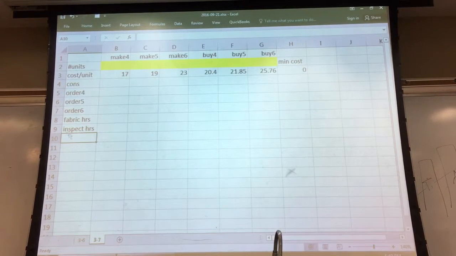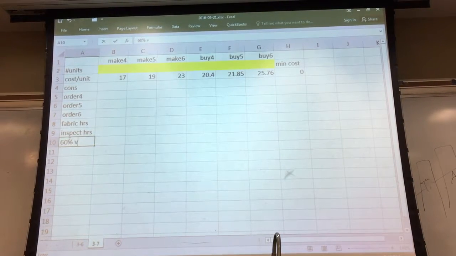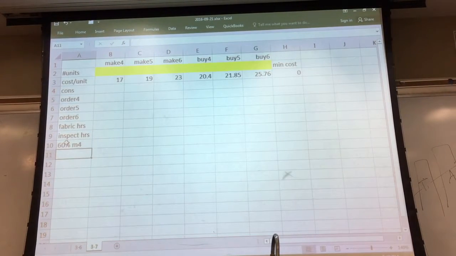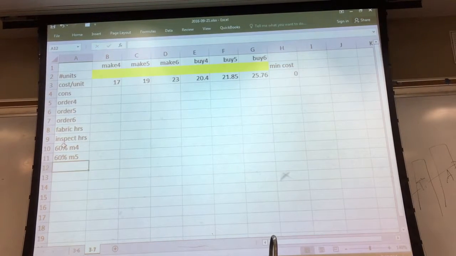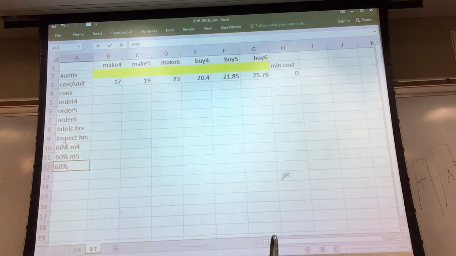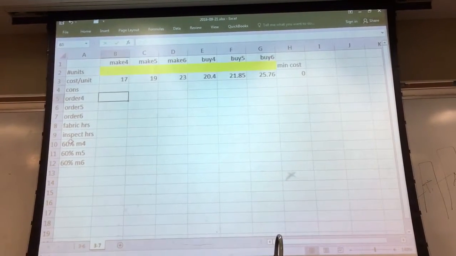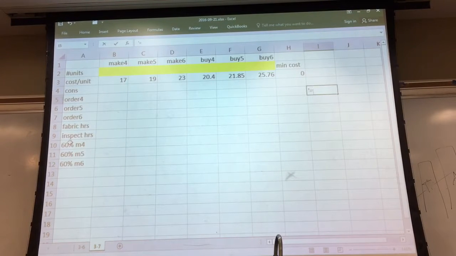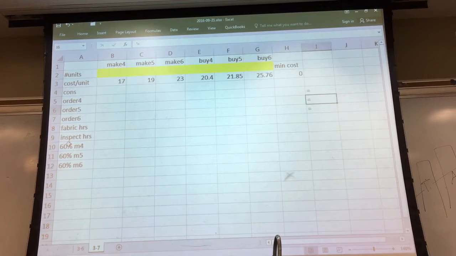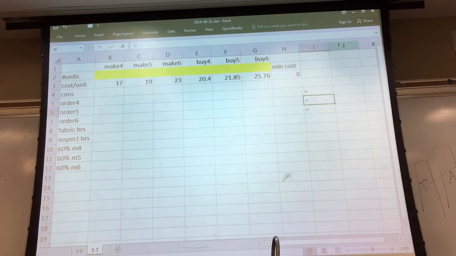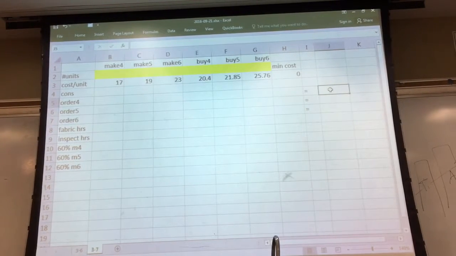And what else? I need to have my 60% M4, 60% M5, 60% M6. Does this make sense? Yes or no? Alright, and now I know that this one is going to be equals. Notice I type in an equal with a quote, because when you try to do equal without a quote, sometimes it bites you and it wants you to put something in there and have patience.